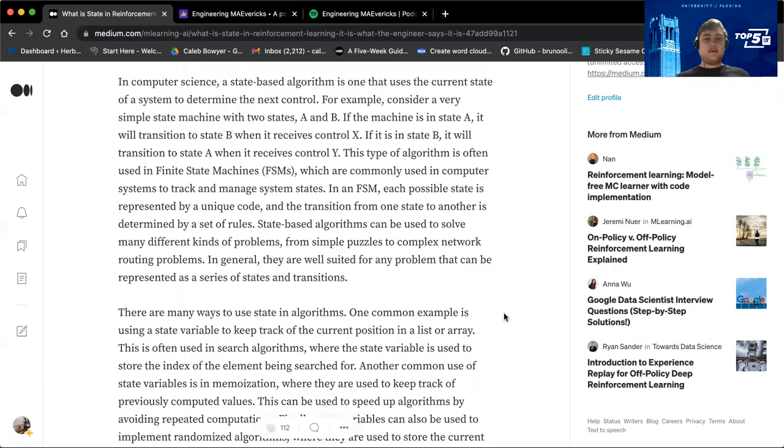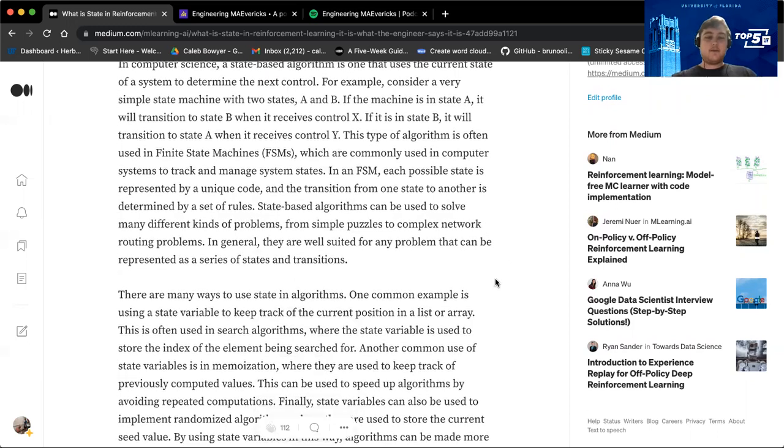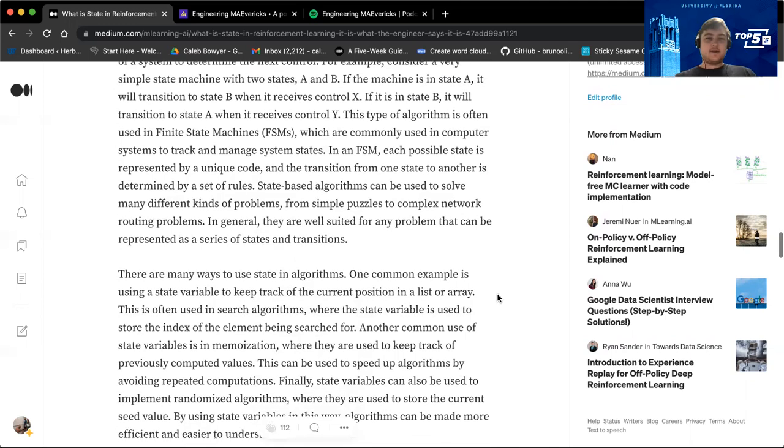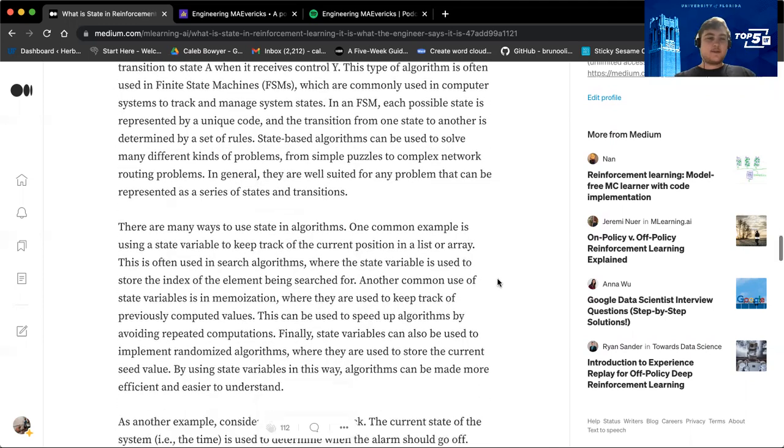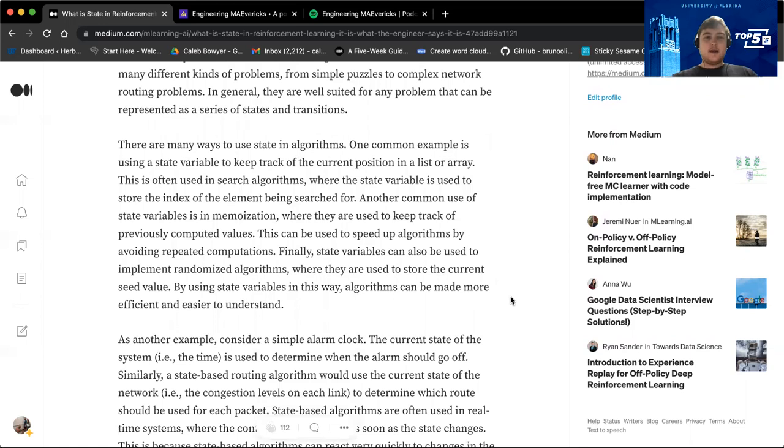In an FSM, each possible state is represented by a unique code, and the transition from one state to another is determined by a set of rules. State-based algorithms can be used to solve many different kinds of problems, from simple puzzles to complex network routing problems. In general, they are well suited for any problem that can be represented as a series of states and transitions. There are many ways to use states and algorithms.